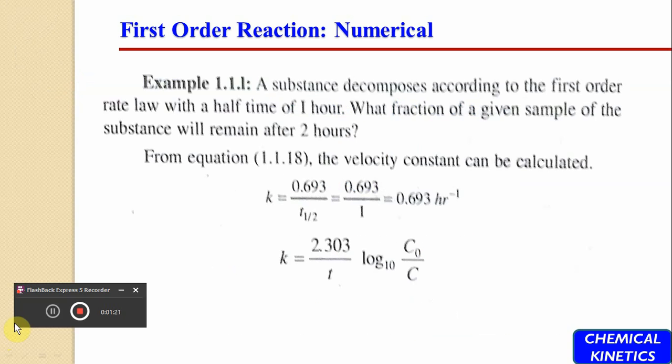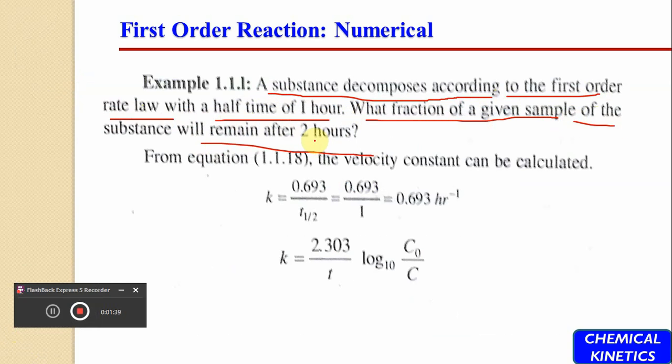Here is one numerical based upon the first order reaction. A substance decomposes according to the first order rate law with a half-life of 1 hour, and what fraction of the given sample of the substance will remain after 2 hours? So these are the things provided: the substance decomposes according to the first order rate law having a half-life period of 1 hour, and what fraction of the reactant will remain unreacted after 2 hours.